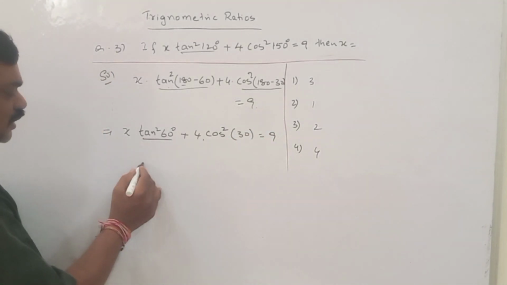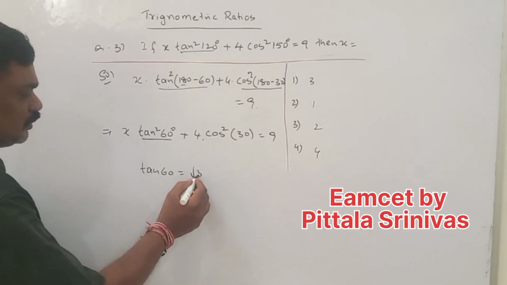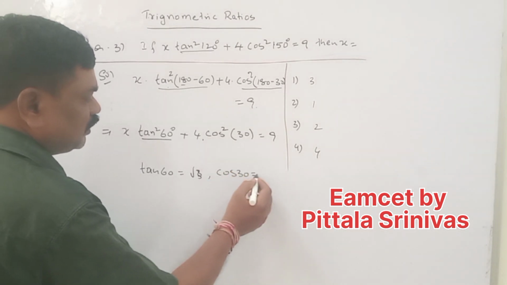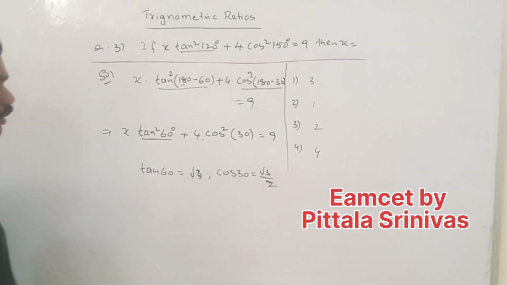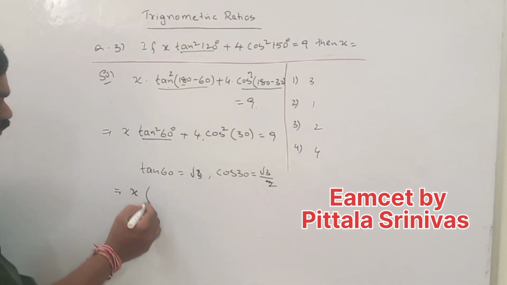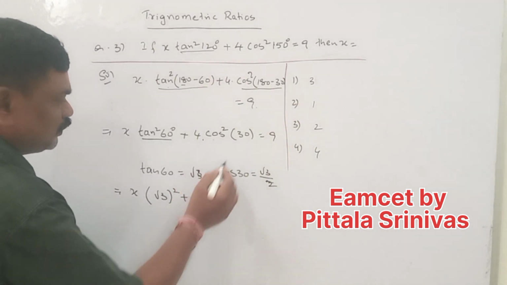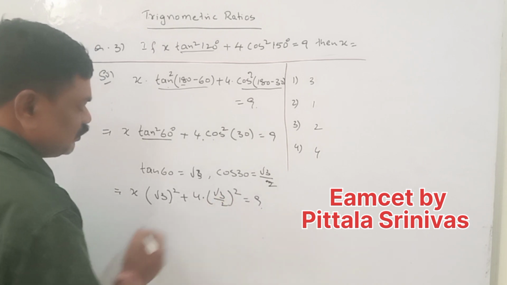But what is tan 60 degrees value? Tan 60 degrees value is root 3, and cos 30 degrees value is what? Cos 30 degrees value is root 3 by 2. Then you have to substitute x of root 3 whole square plus 4 into this value root 3 by 2 whole square is equal to 9.